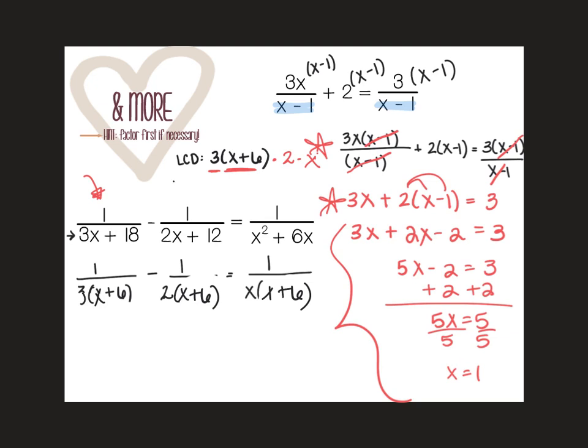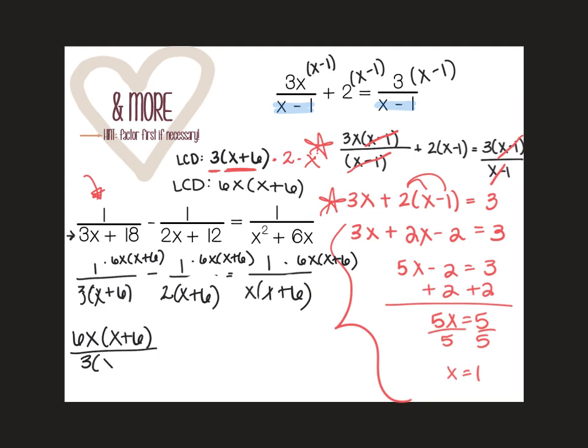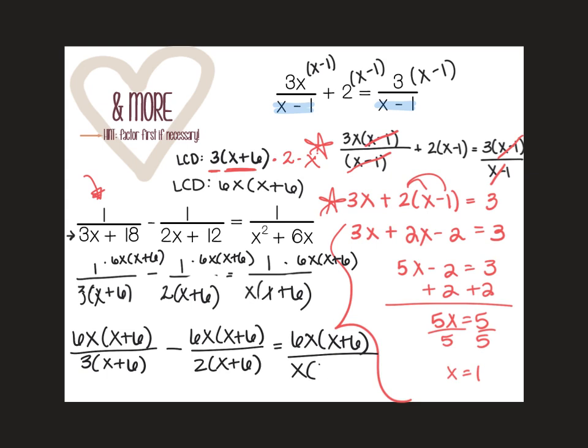Okay, so if I multiply all this together, I have 3 times 2 times x, so that's 6x, and then x plus 6. I'm going to leave it like that. Don't distribute, just leave it. And you're going to go through and multiply every numerator by this. Again, if you can do that without writing it out, totally fine with me. I'm just doing it so I can show you what I'm doing. So here I'm going to have 6x, x plus 6, all over 3 times x plus 6, minus, same thing, 6x, x plus 6, all over 2 times x plus 6, and lastly, 6x, x plus 6, all over x plus 6.